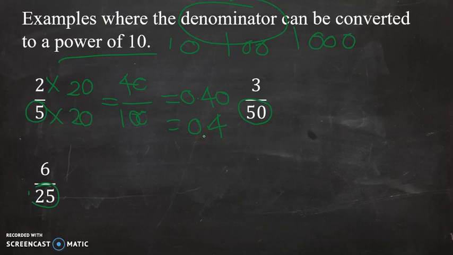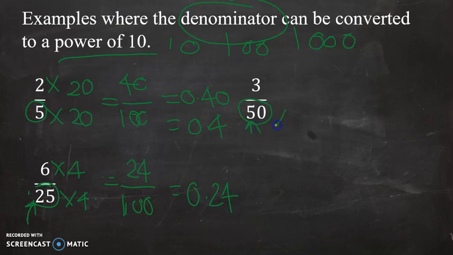Our next example, we can convert the 25 to 100 by timesing by 4. This gives us an equivalent fraction of 24 over 100, which is the same as 0.24. This third example, we can convert the 50 to 100 by timesing by 2. This gives us 6 over 100, which is the same as 0.06. So I can see I've got 6 hundredths, and that's why the 6 is in the hundredths place.